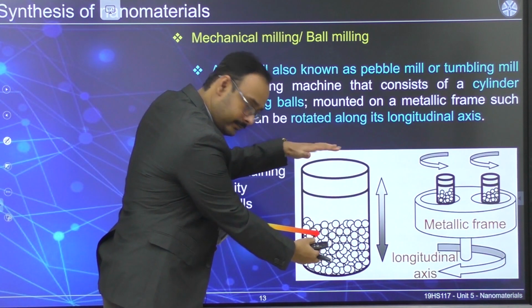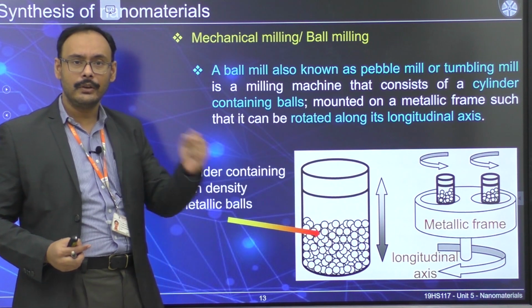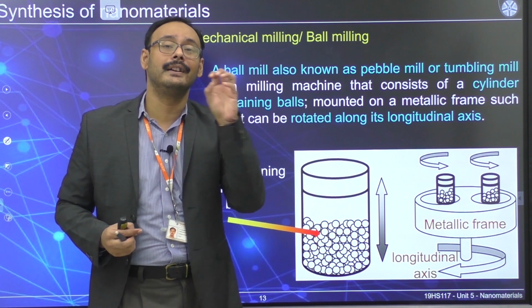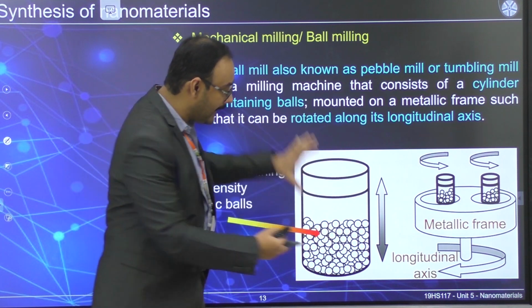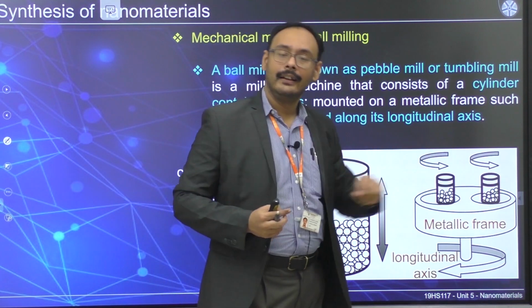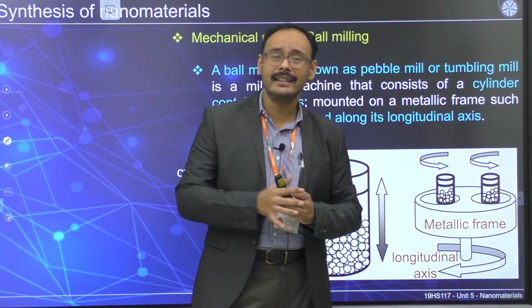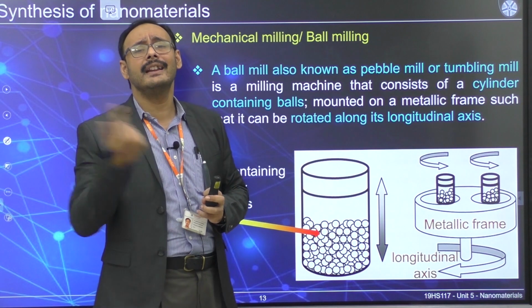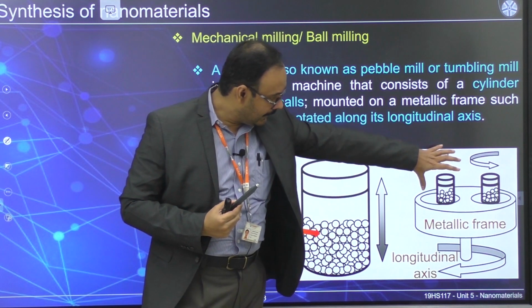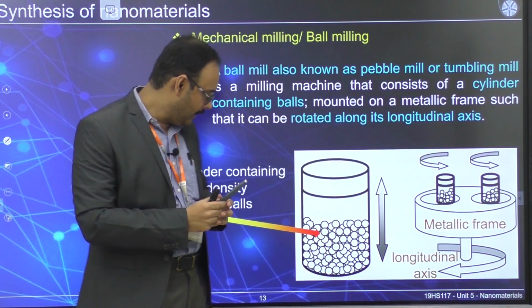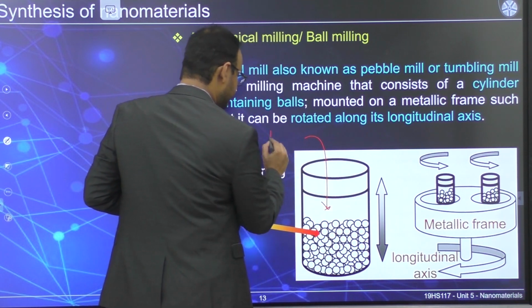You have a cylinder, the cylinder containing a high density of metallic balls. You have some balls, which are fine metallic balls of different shapes and different sizes. Now what you do is take the cylinder, put it in a metallic frame and rotate it along its longitudinal axis at different rotating speeds. What will happen? Now, if there is no material, nothing is going to happen. Now, what is going to happen if you put your bulk material into this?